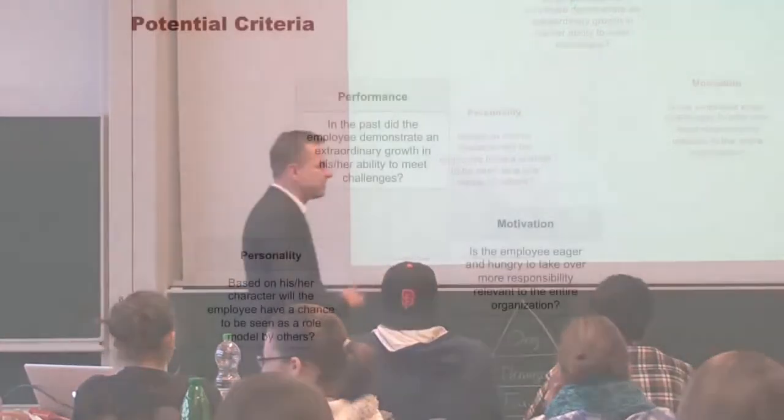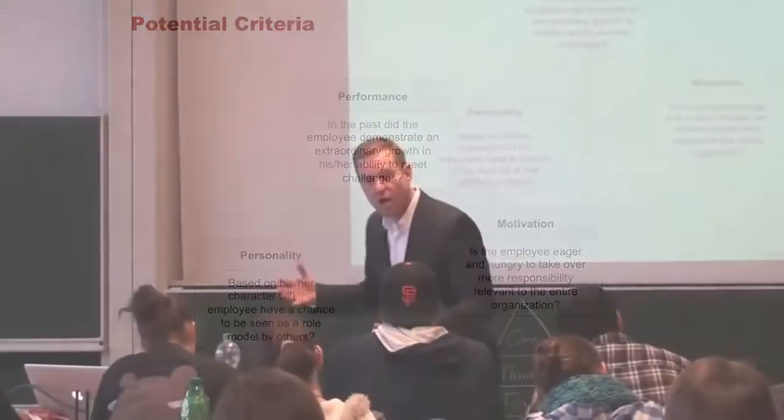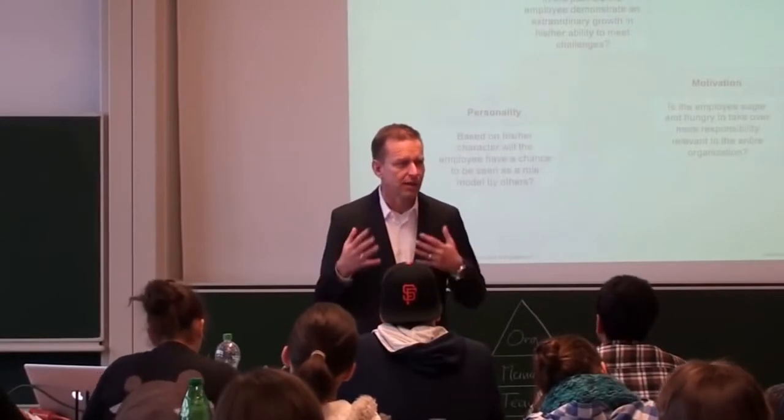The third criteria is also very, very hard to measure, but you can feel it. And you can see it. It's about motivation. Or I should put it rather in terms of hunger. Some people are motivated, they want to do a good job. Everybody wants to do a good job, I think.